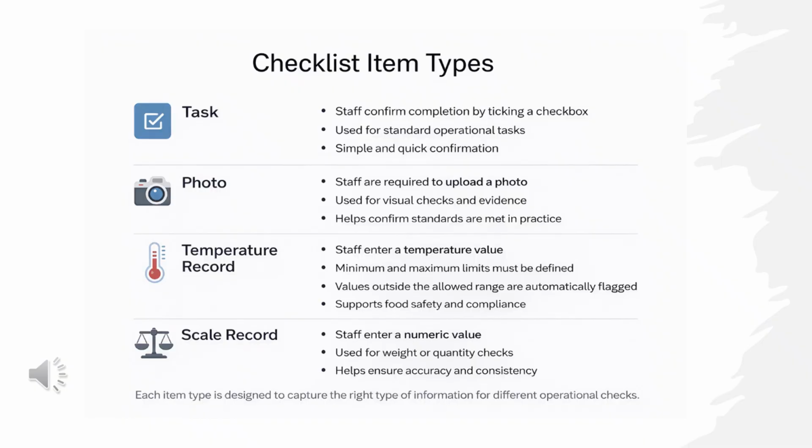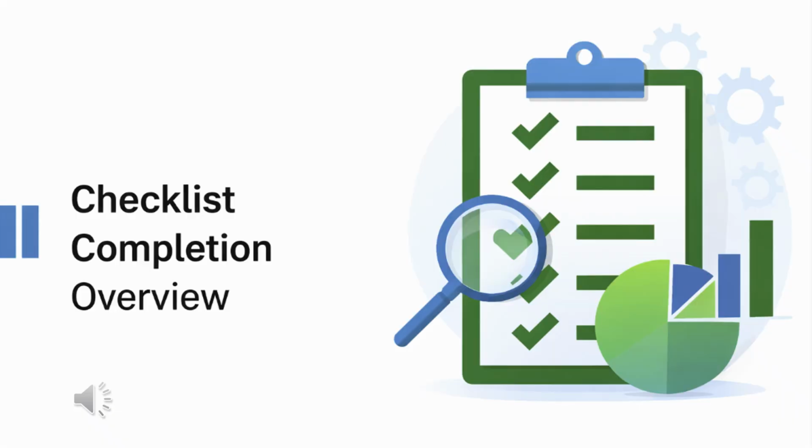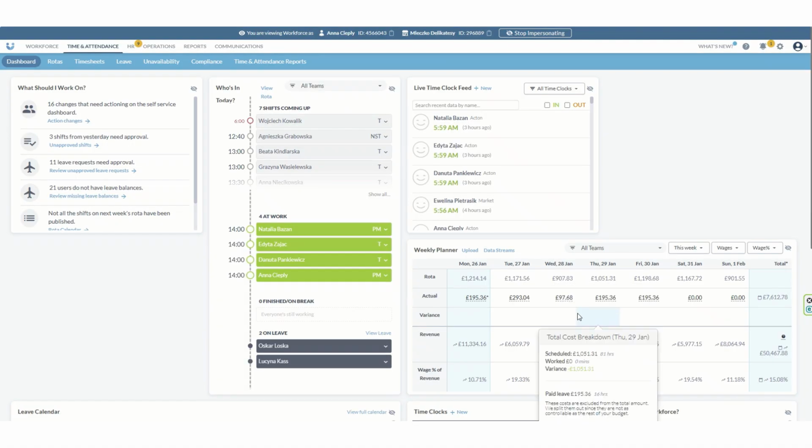I also mentioned earlier that I would add this slide. It's a quick legend showing the icons and actions you'll use when editing and managing a checklist. In the next video, you'll see where to find the results of your completed checklists and how to review their completion status. Let's quickly take a look at how we can review checklist report results.